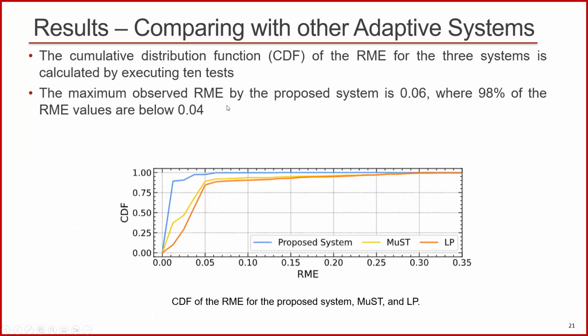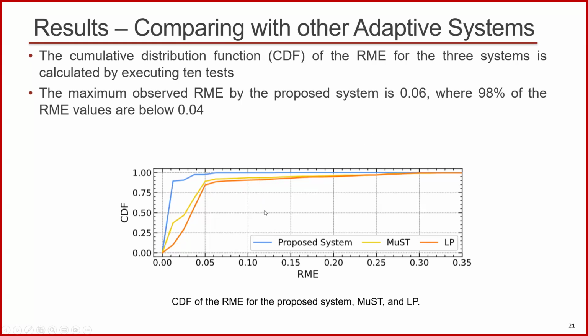Another way to compare the three systems is through the cumulative distribution function of the RME, and it's plotted here in this graph. On the y-axis, we have the CDF. On the x-axis, we have the RME. And as you can see, the proposed system had the best performance. Around 98% of the time, the RME was less than 0.04, and the maximum observed value is 0.06, so this is relatively low.